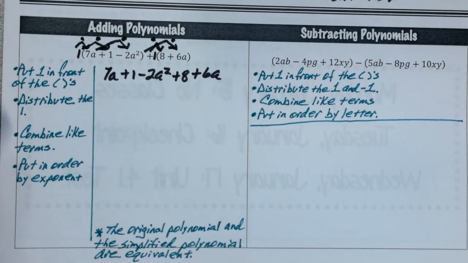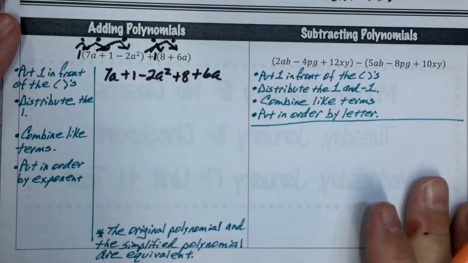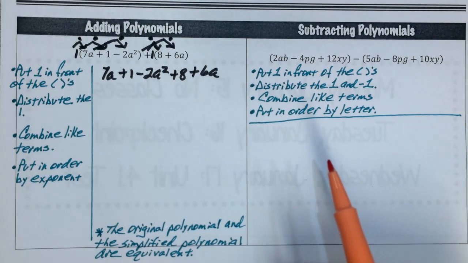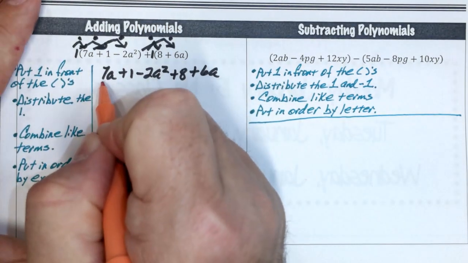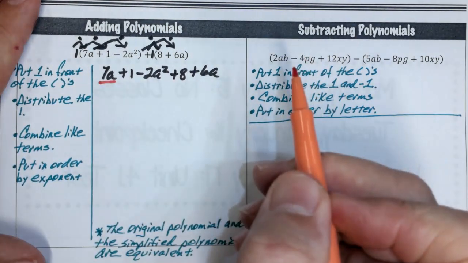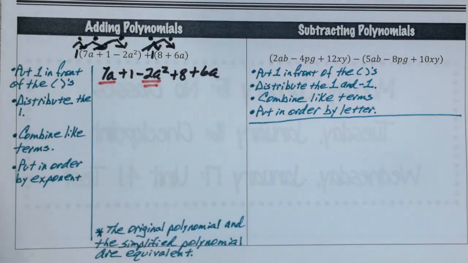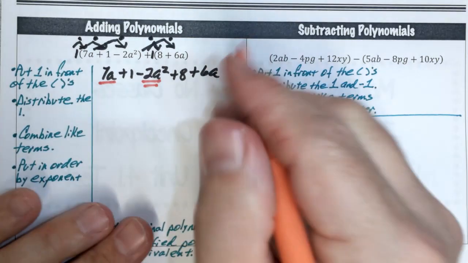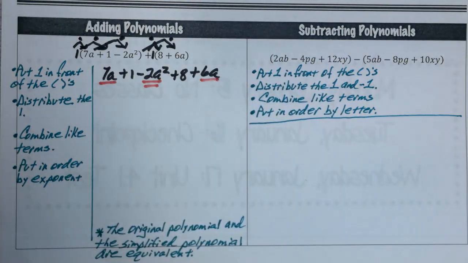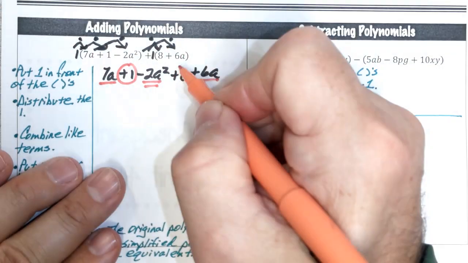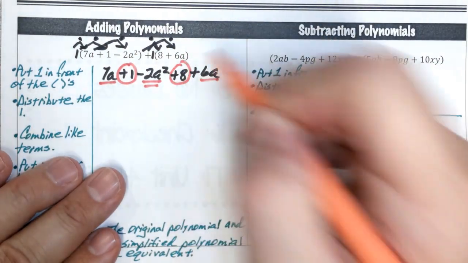Okay, so now our next step, so we distributed the 1, now we want to combine the like terms. So hopefully you have your marker or highlighter. To combine the like terms, we're going to put 1 line under the a's, 2 lines under the a squares, okay? So here we have another a. And then I like to circle the constants. So we circle this constant and we circle this constant.